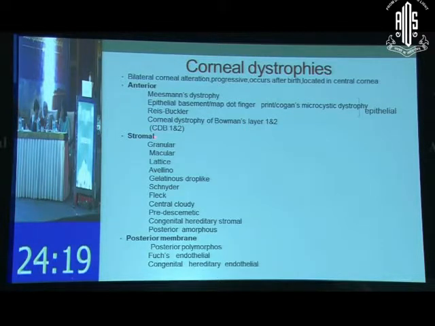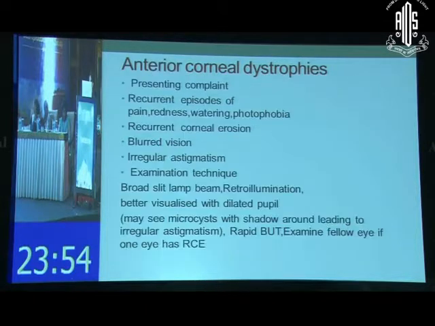The various important stromal dystrophies we have are granular, macular, lattice. They are very common. Others are Avellino's, gelatinous droplet-like, which you may see occasionally. Another one to be seen here is central cloudy dystrophy, which I will be coming to later. Once the posterior structures are involved, you have posterior polymorphous, Fuchs endothelial and congenital hereditary endothelial dystrophies.